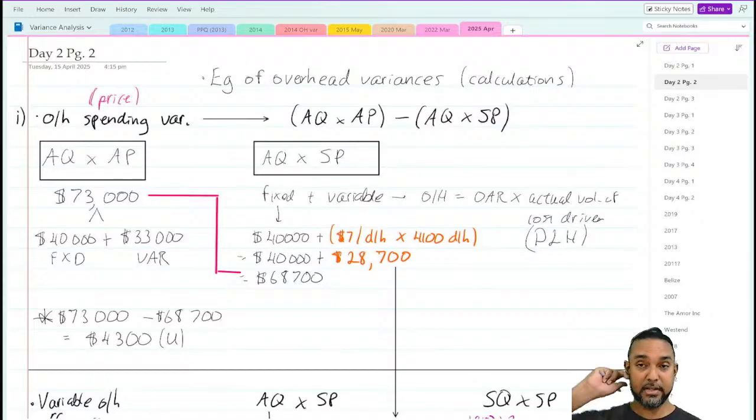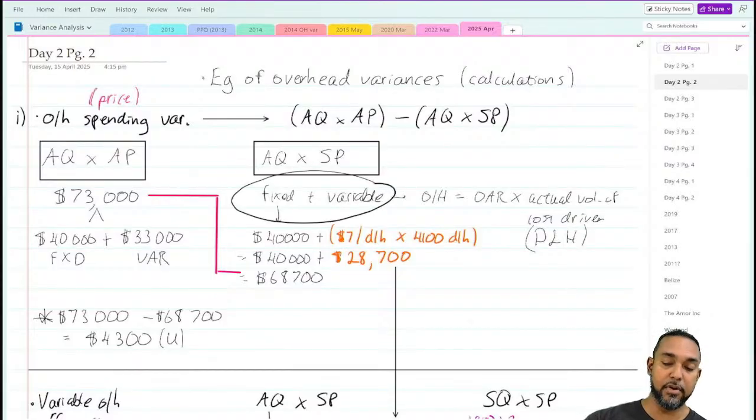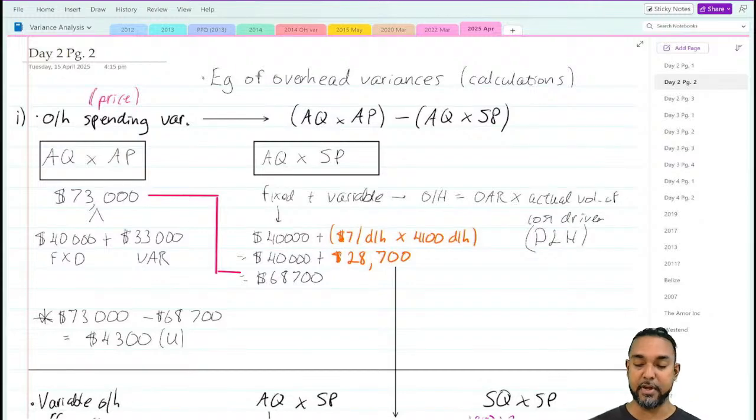As you can see, it is different from the regular materials and labor variances, because with those, you didn't have to worry about fixed and variable. They were all variable. So the fixed overhead is kind of what's throwing it off here. Right, now, that's the spending variance or the price variance.